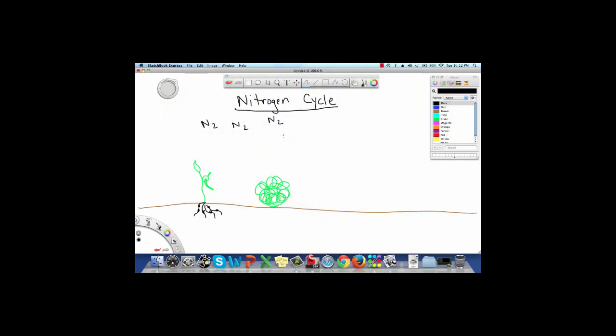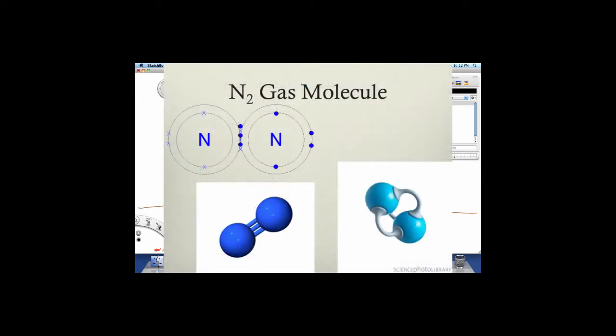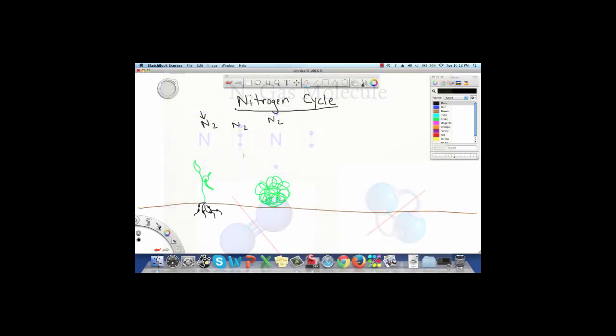Remember that our atmosphere is primarily made up of nitrogen gas, represented in my picture here by these N2 molecules. Nitrogen gas molecules are highly stable. They have a triple bond. In order to fix nitrogen, the first thing that we have to do is separate these two nitrogen atoms from one another. In other words, we have to break apart that highly stable triple bond, and it's not easy.